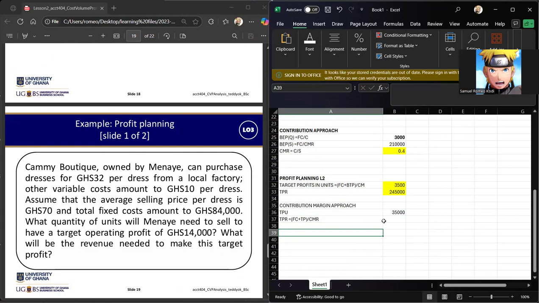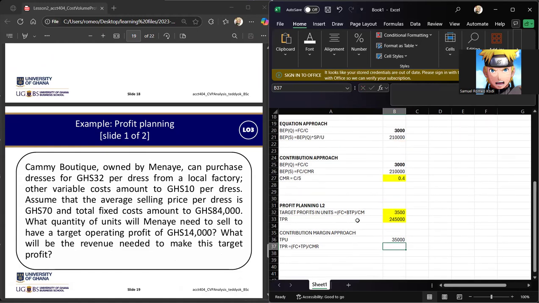So let's assume, what's our fixed cost? Our fixed cost plus our target profit. Fixed cost was 84,000. Then we add our target profit of 14,000.